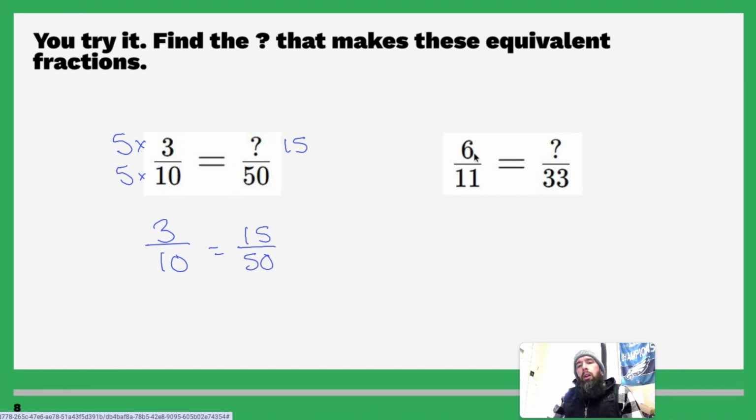Okay. Actually, this is not that bad. I thought this was going to be a little bit worse, but it's fine. 6 out of 11 equals what out of 33? Well, I'm going to multiply the top and the bottom by a number. 11 times what gets me 33? 11 times 3 gets me 33, so I'm going to have to multiply the top and the bottom by 3. 6 times 3 is 18. So 6 out of 11 is the same as 18 out of 33.